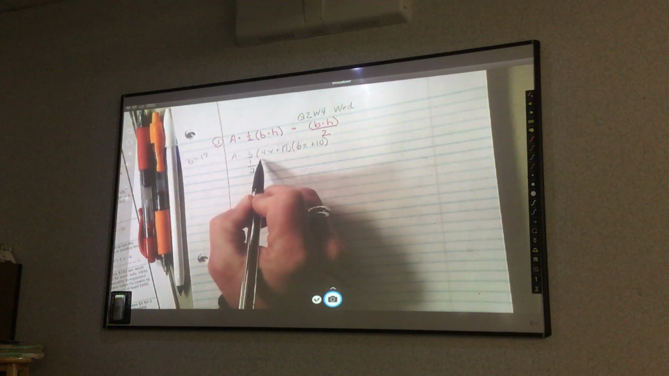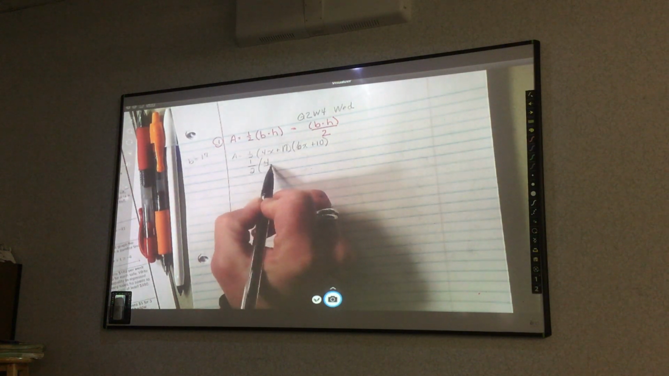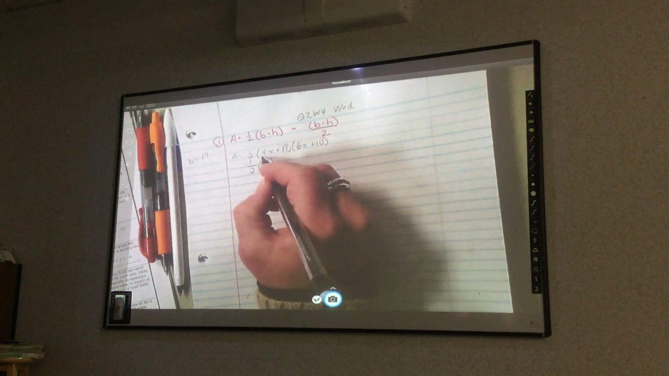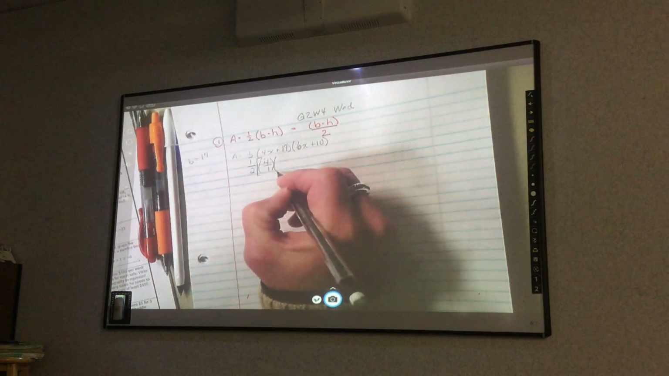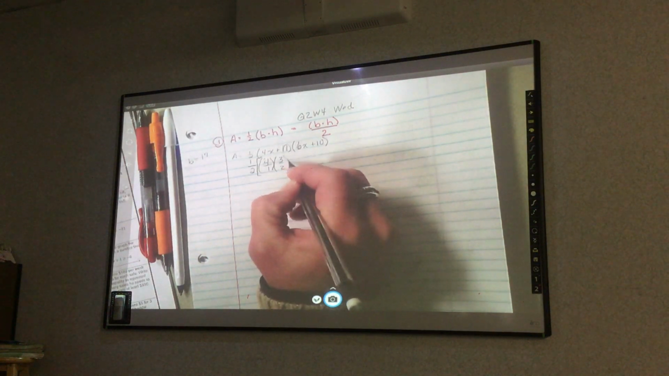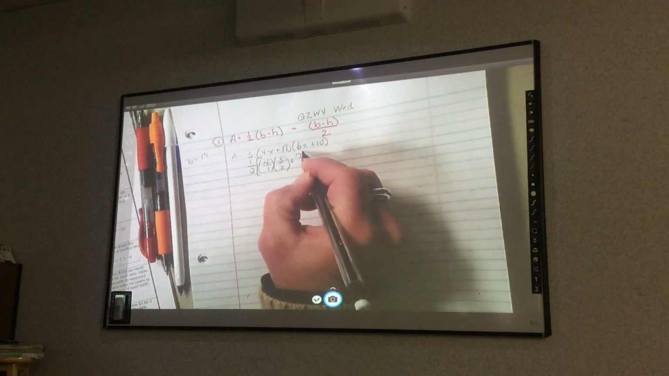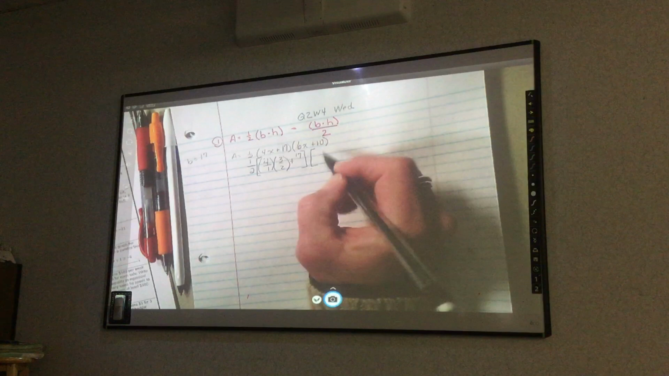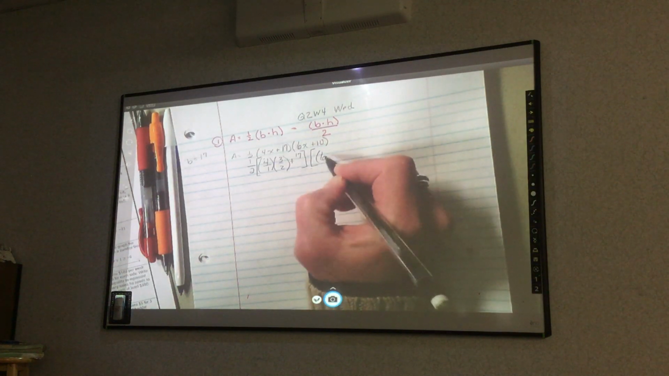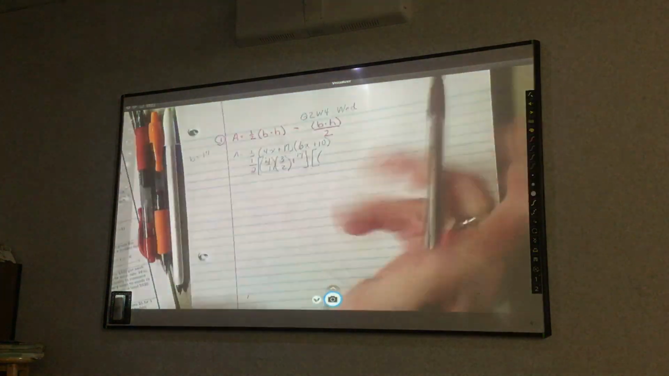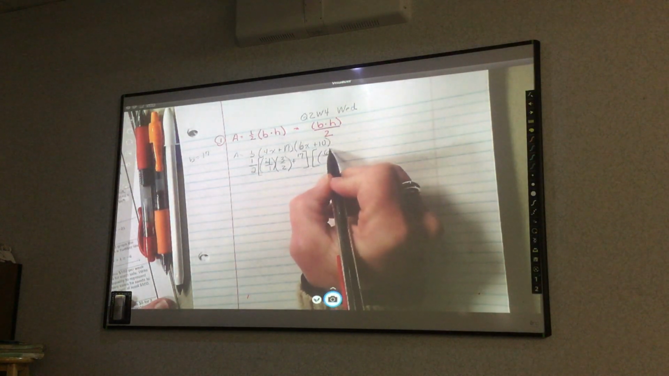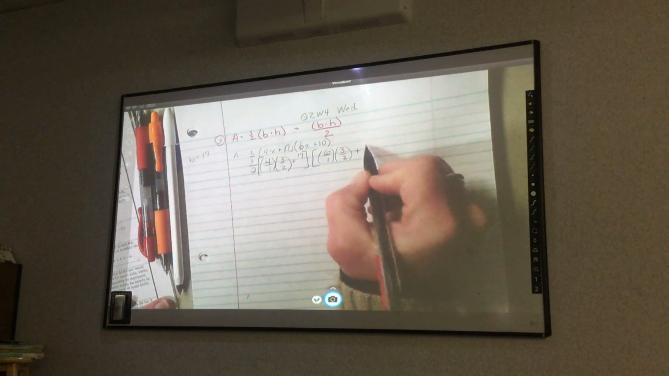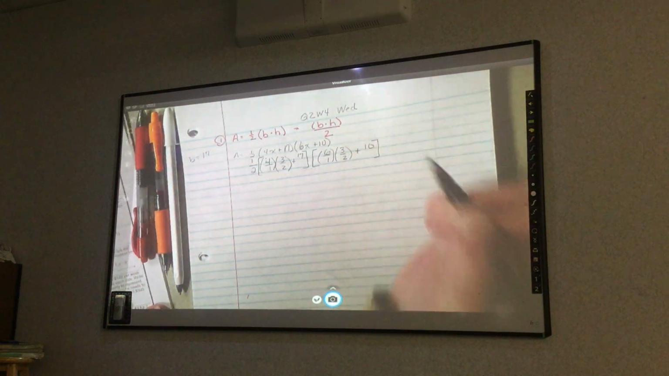1 half times 4/1 times, this should now be a bracket, x is 3 halves plus 17, times 6, oh, I should make it look better, 6/1 times x is again 3 halves plus 10. Are you guys with me so far?